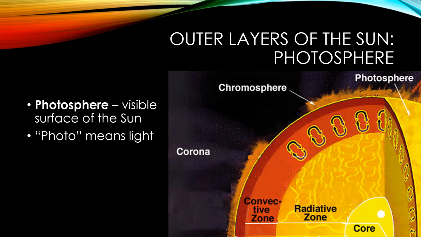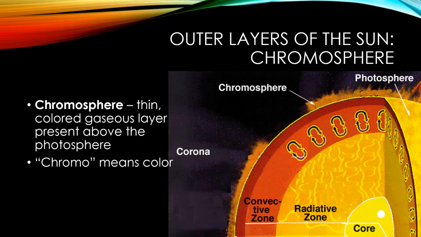Now looking at the outer layers of the sun, what we would call its atmosphere. First we have our photosphere. This is the visible surface of the sun. Photo means light. So when you take a photograph, you are trapping light on paper. Next we have our chromosphere. Now chromo means color. So this is a thin colored gaseous layer present above our photosphere. This is the part that we see as the color.